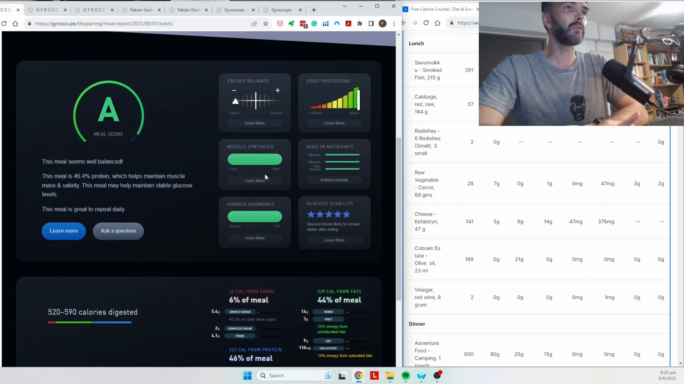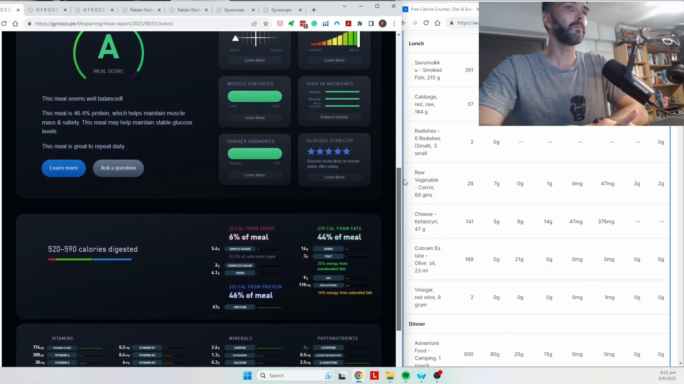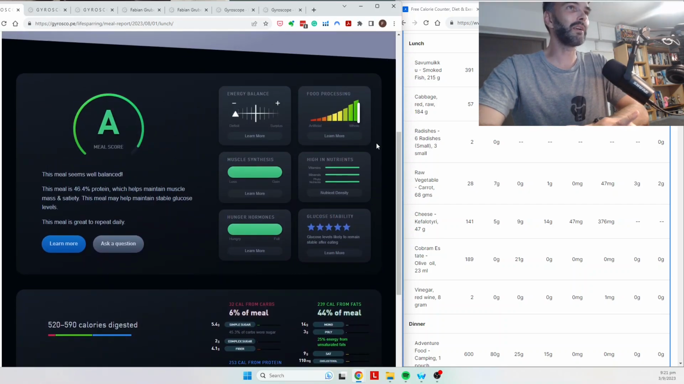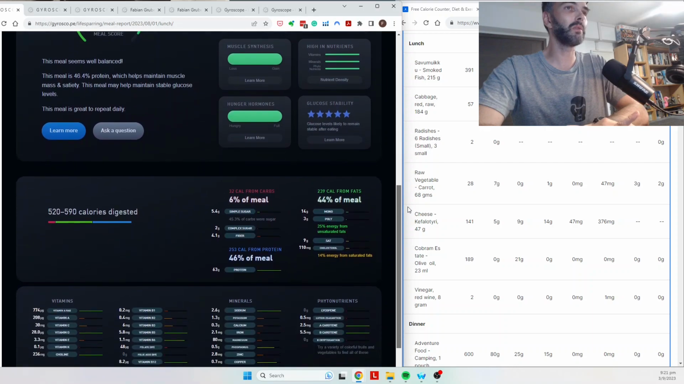Yeah, so it's relatively protein heavy either way, so the muscle synthesis score is quite good. Hunger hormones, right? Whenever you're hitting high fat, high protein, it's normally good for hunger hormones. Same for glucose stability, right? So low carb. So the score is right. Again, the visualization here is just brilliant. It's really nice and sleek looking and really, really good.